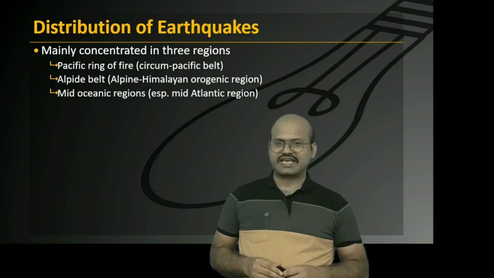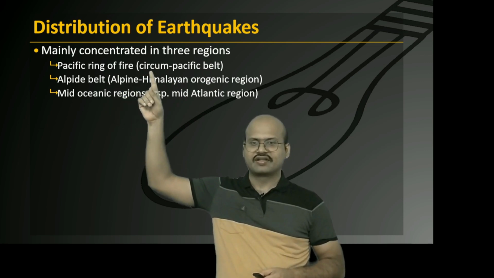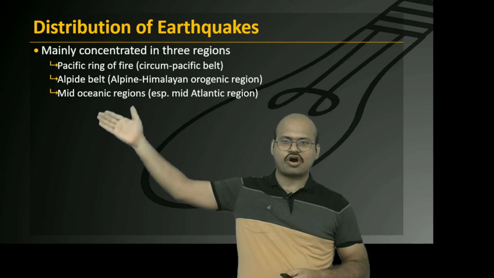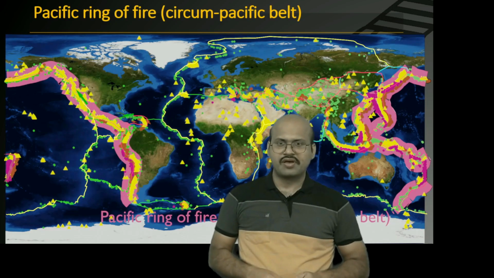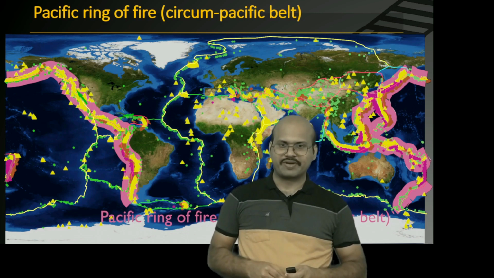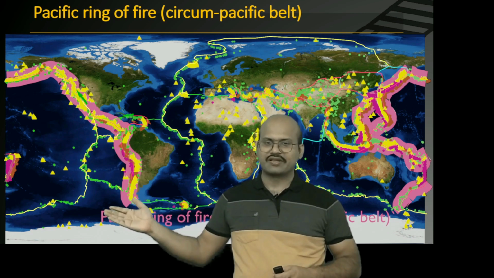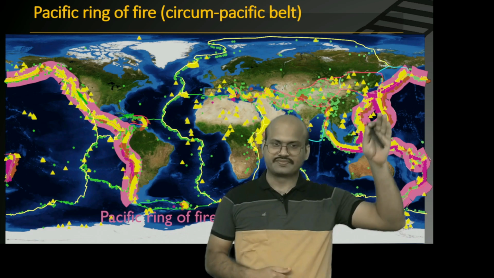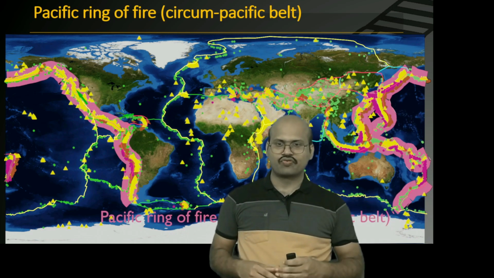The earthquakes can be divided into three main regions. The first is Pacific Ring of Fire. The another is Alpide belt, that is Alpine-Himalayan orogenic region or mid-oceanic regions. Pacific Ring of Fire or Circum-Pacific Belt is the region surrounding the Pacific Ocean. You can see the Pacific Ring of Fire in our pink colored belt on both sides here. Now this is a region where a lot of seismic activities occur. Both volcanism and earthquakes are concentrated in this region.